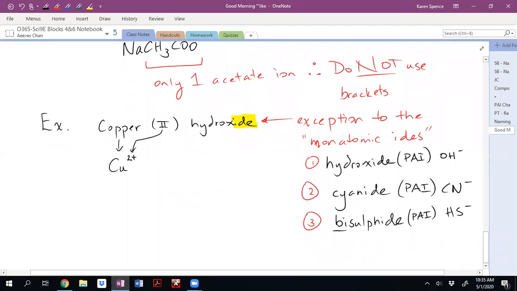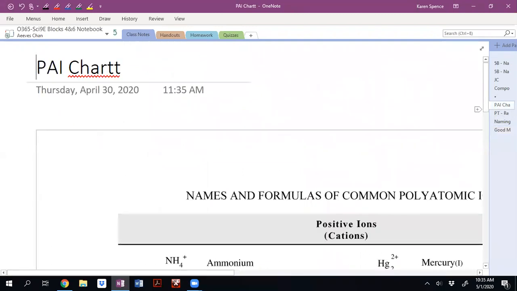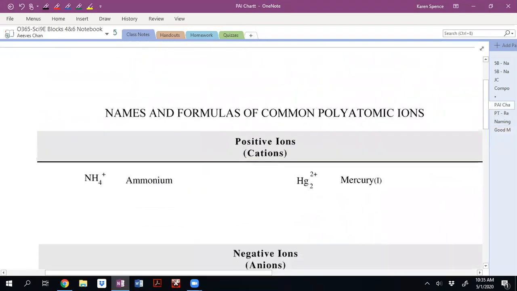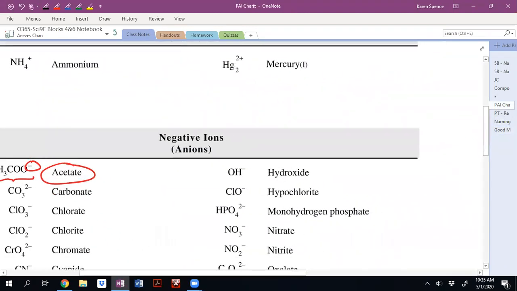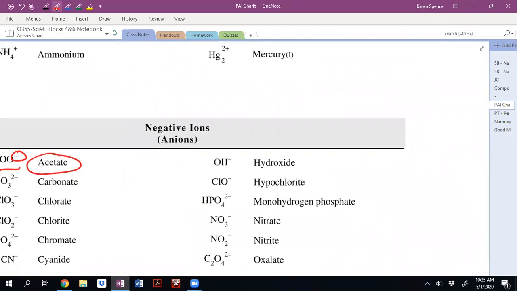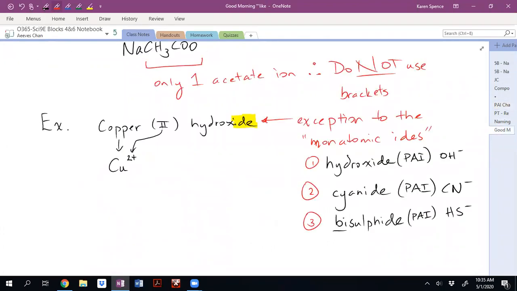So hydroxide, let's go look it up on our polyatomic ion chart. Okay, it is an anion because it came second in the formula. Oh, there it is right there. It is OH with a -1 charge. So hydroxide is OH -1. Do the positives equal the negatives?